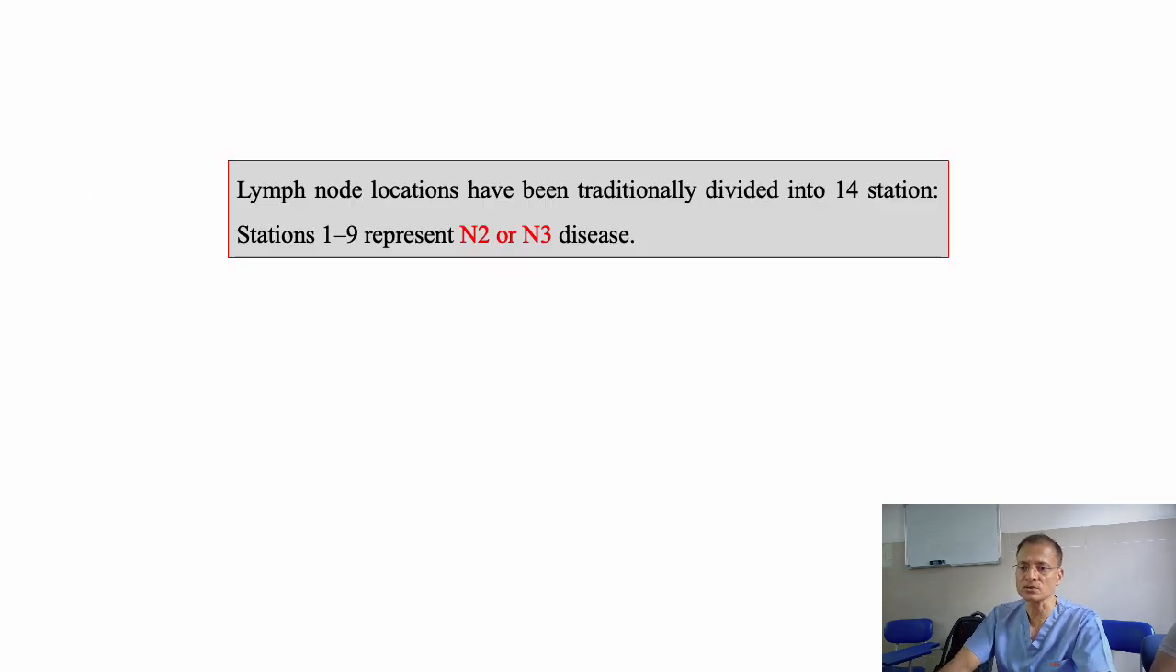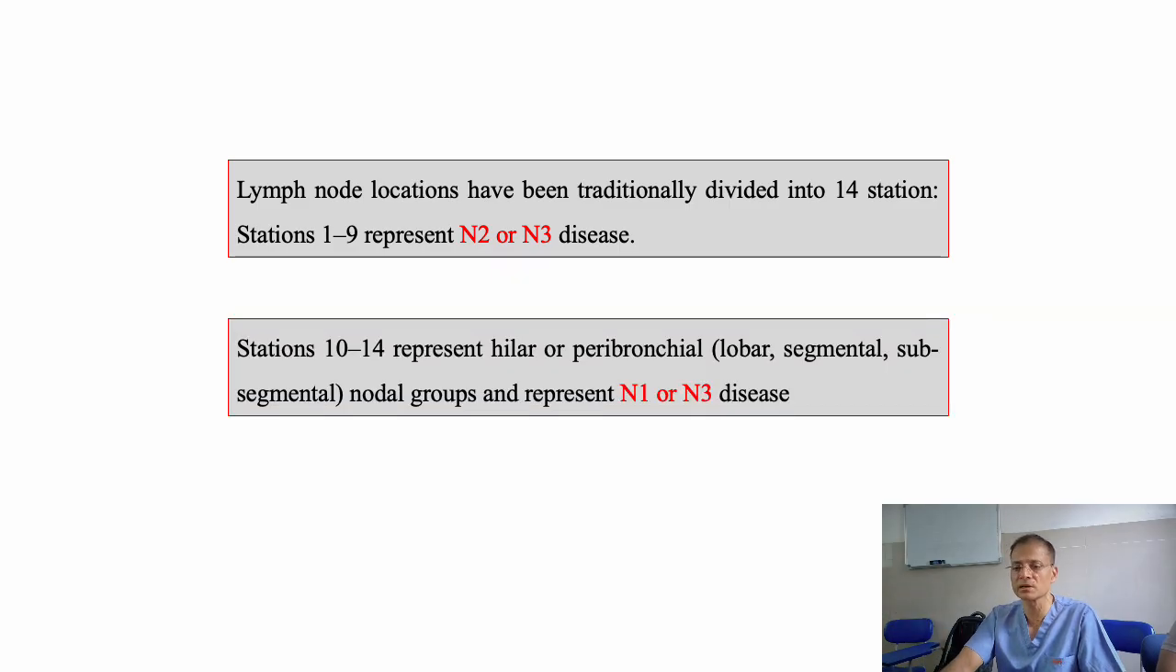To identify these groups, the lymph node locations have traditionally been divided into 14 stations. Stations 1 to 9 represent the mediastinal lymph nodes. If only ipsilateral, we call it N2. If it goes to the contralateral side, then it becomes N3. So stations 1 to 9 are the mediastinal lymph nodes.